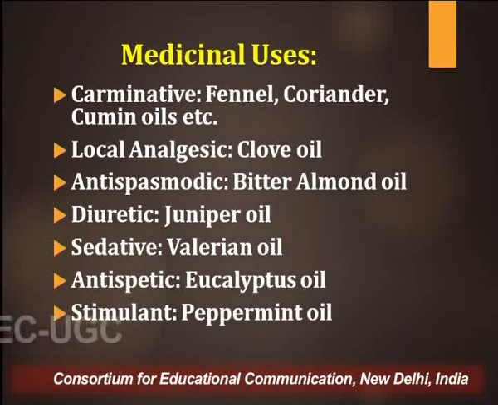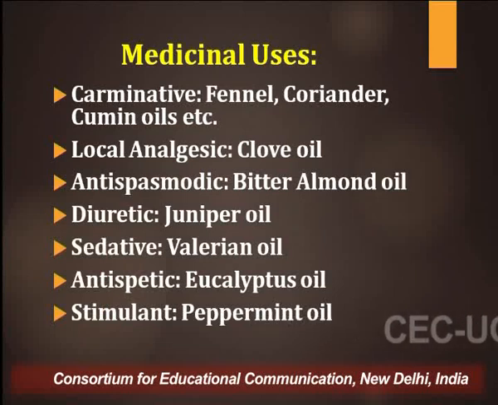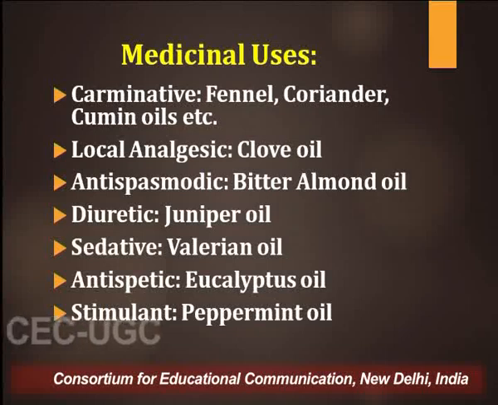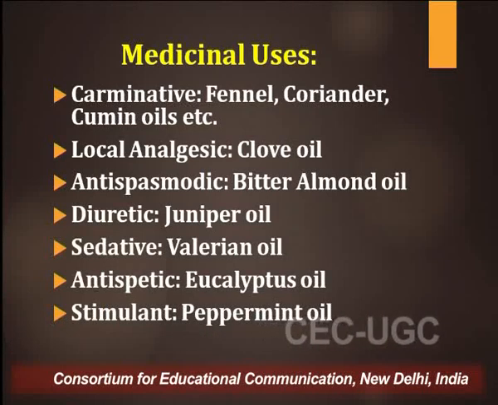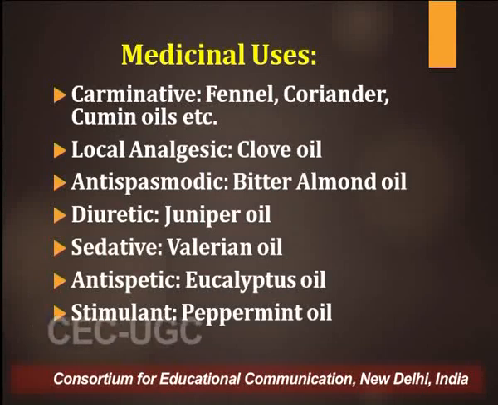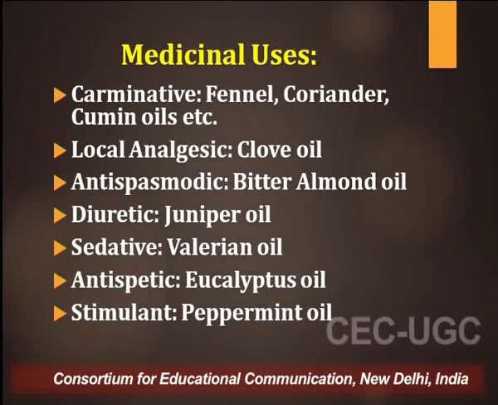Then some of the oils are also used as local analgesic. The best example you can remember is clove oil, which is widely used as dental analgesic to treat toothache. Then antispasmodic like bitter almond oil. Juniper oil is used as a diuretic. For insomnia or as sedative, valerian oil is used. Eucalyptus oil has very good antiseptic properties, and peppermint oil is more or less used as a stimulant.